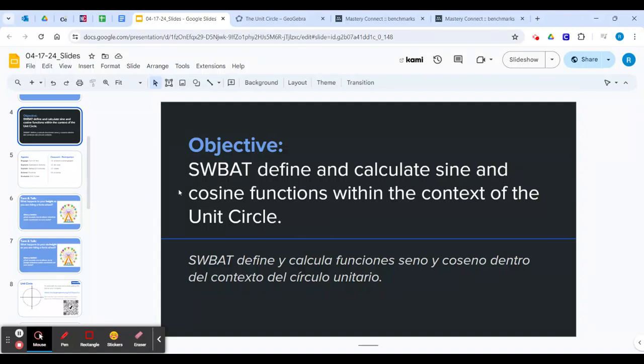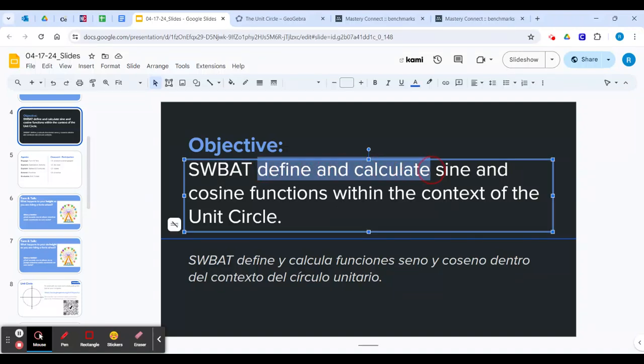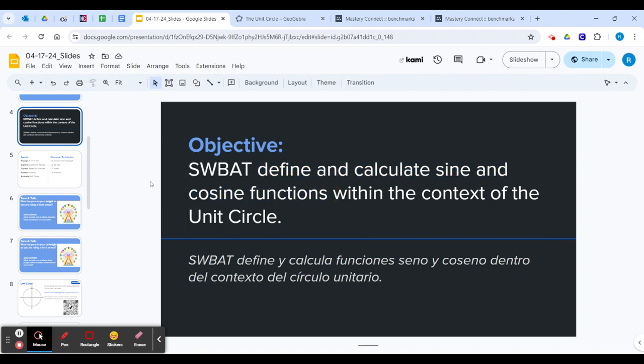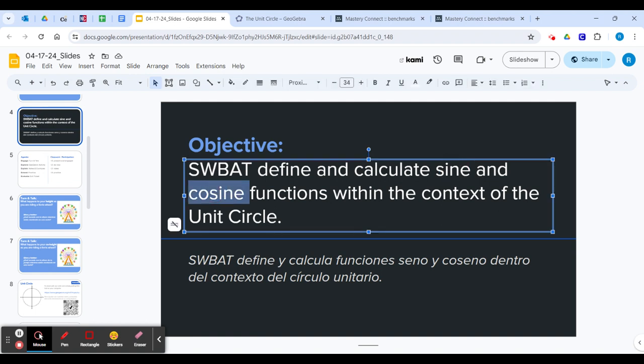All right, today our objective is to define and calculate sine and cosine functions within the context of the unit circle. So there's a lot of words on here that we probably haven't seen before, have only seen a few times. Sine and cosine is something you definitely hit in math too, dealing with SOHCAHTOA. This unit circle, though, is completely brand new, or likely is brand new for you.